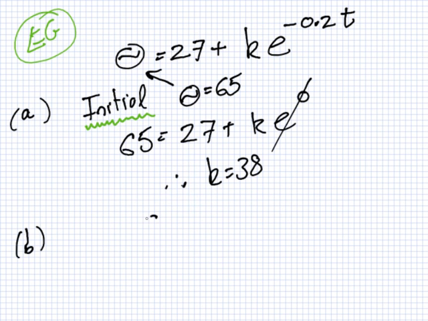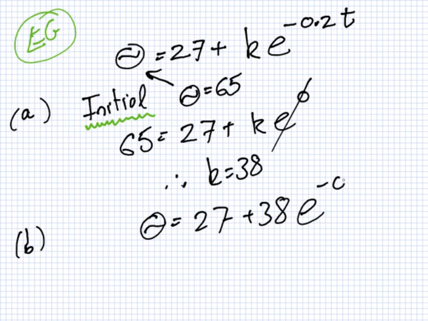Right, so now you have theta equals 27 plus 38 e minus 0.2 T. Fix the colors a bit. Okay, that's okay, I hope.